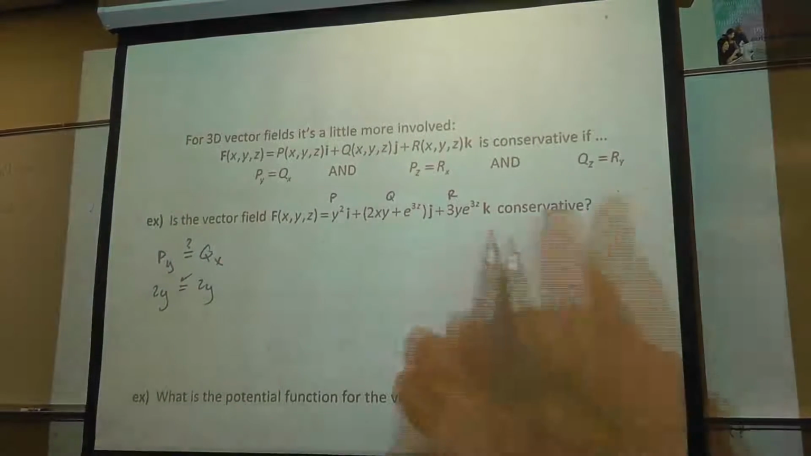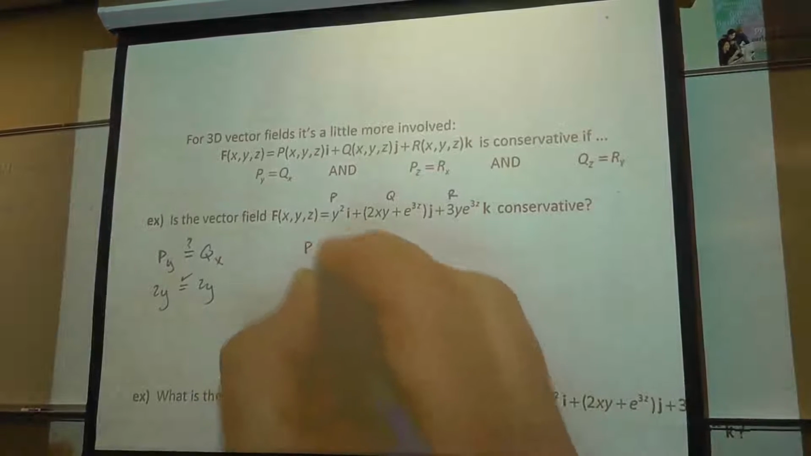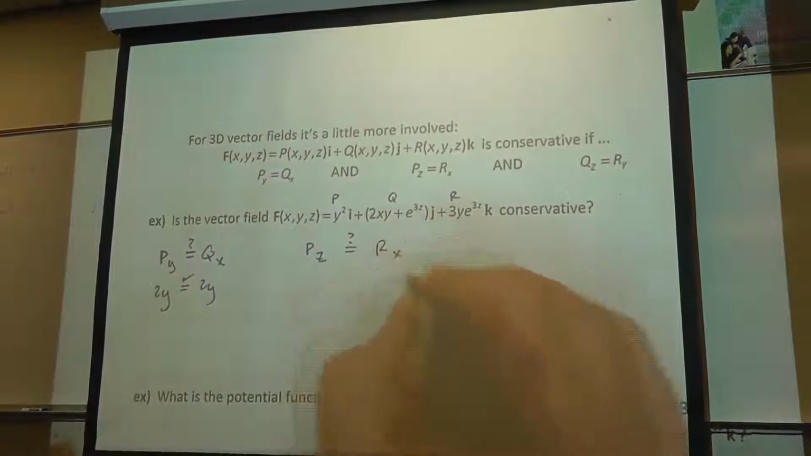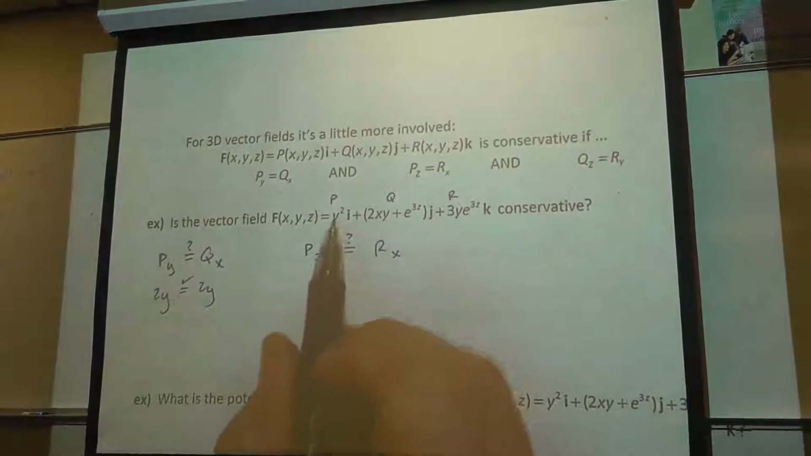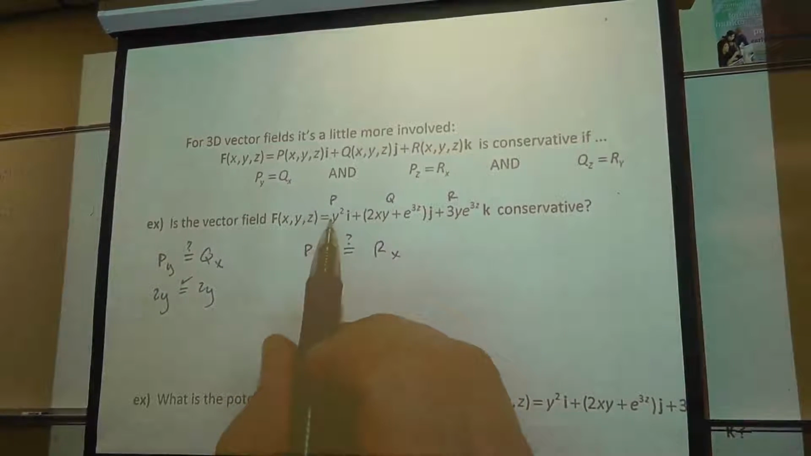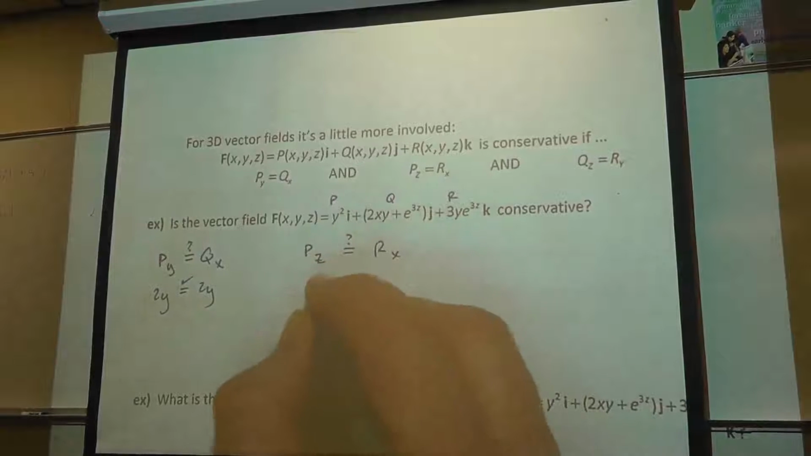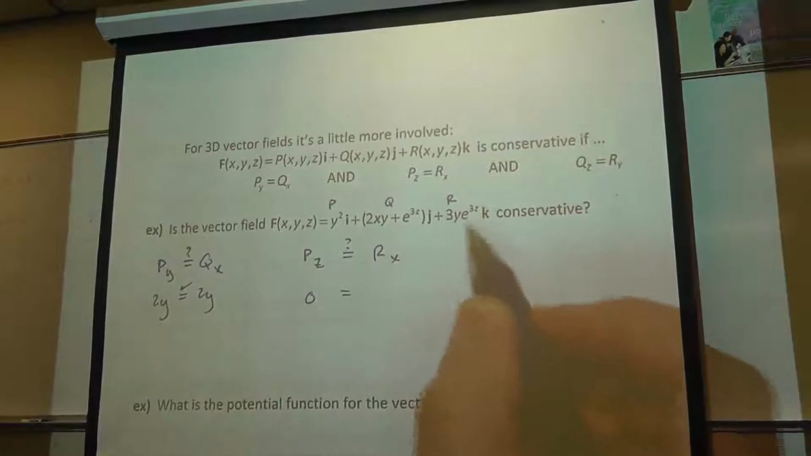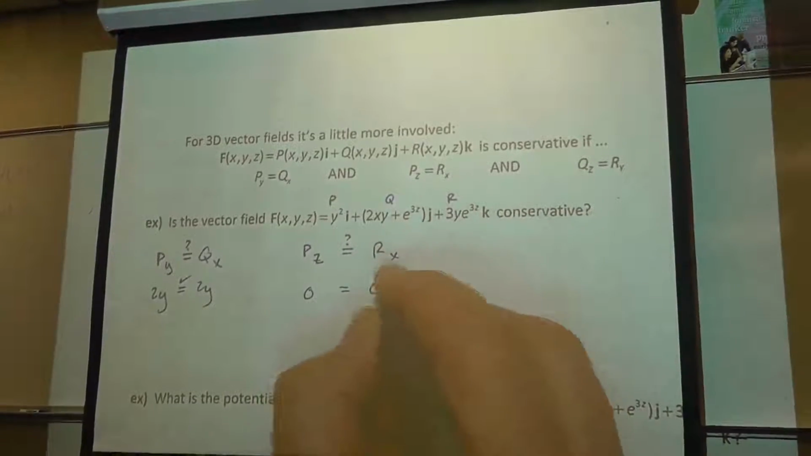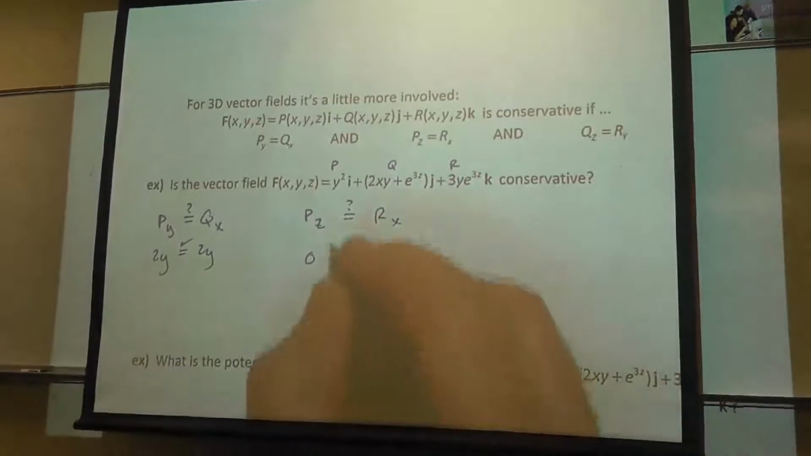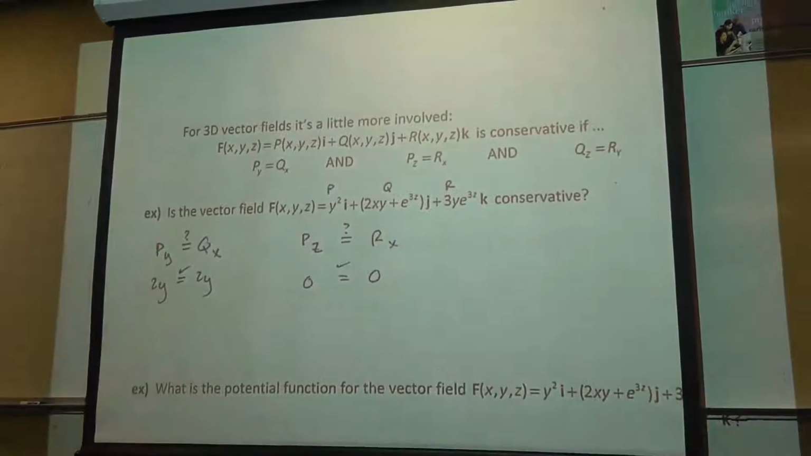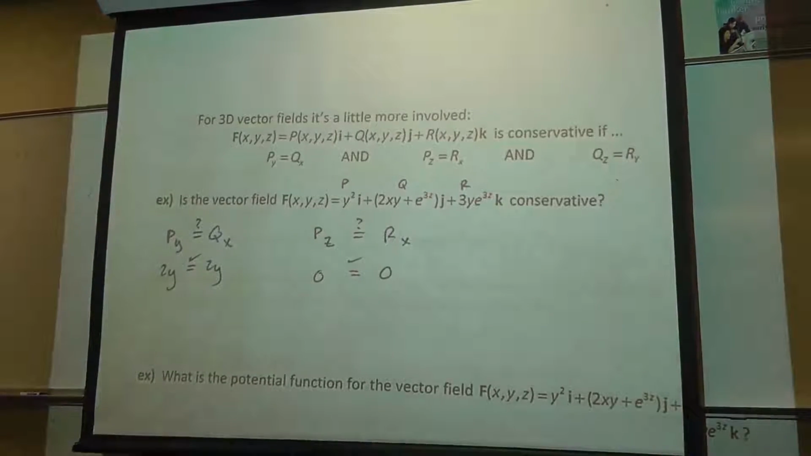Then you want to check, is P's partial with z the same as R's partial with x. So P has no z in it whatsoever, so everything's constant there. And similarly, R has no x presence in it, so R's partial with x is also 0. So even if they're both equal to 0, they're still equal. So it still fits the criteria. We're 2/3 of the way through with verifying this vector field for being conservative.